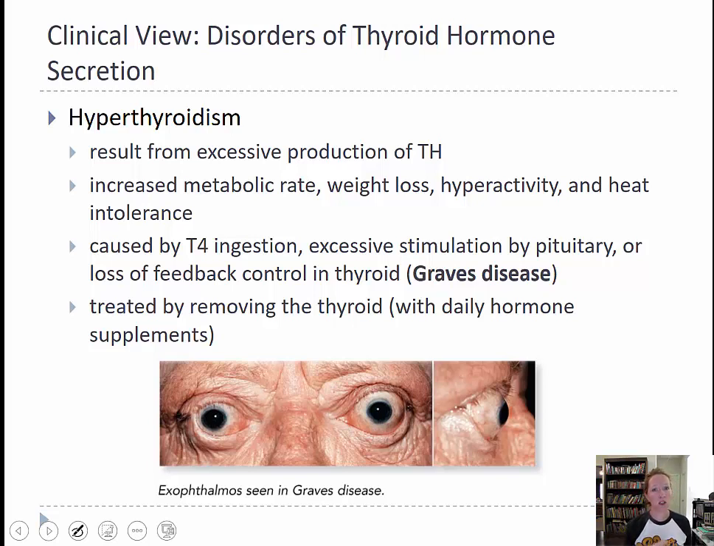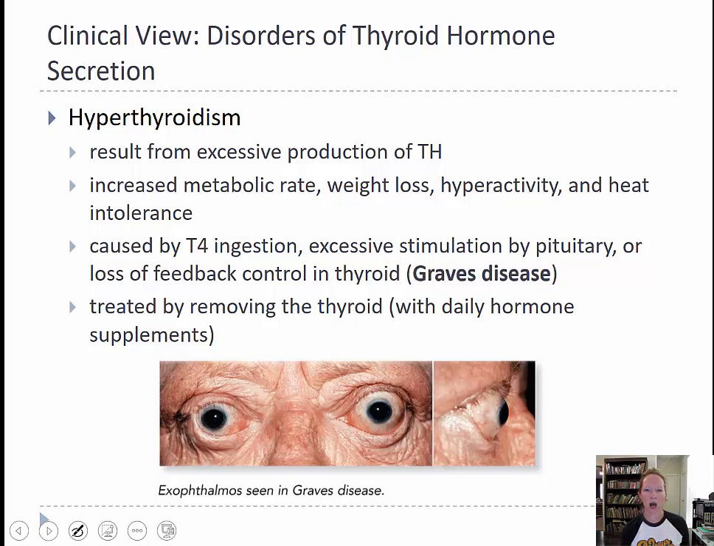Because remember, we can use amino acids and put them into different parts of cellular respiration. So it might do that as well. So weight loss could occur, hyperactivity, heat intolerance, so they might run a little hot because of all of this cell respiration that's going on. And this could be by T4 ingestion, maybe something's going on with the pituitary gland, too much TSH is being secreted, that's going in and telling the body to secrete more T3 and T4.